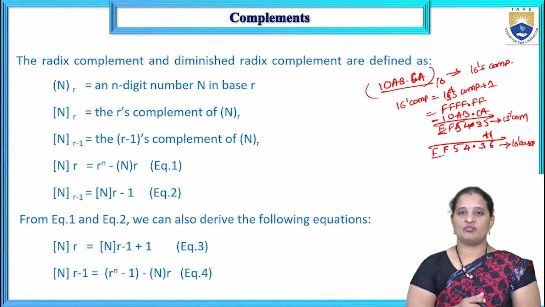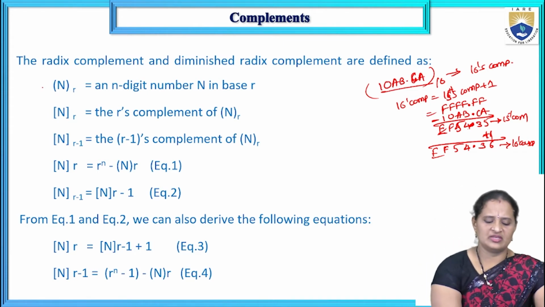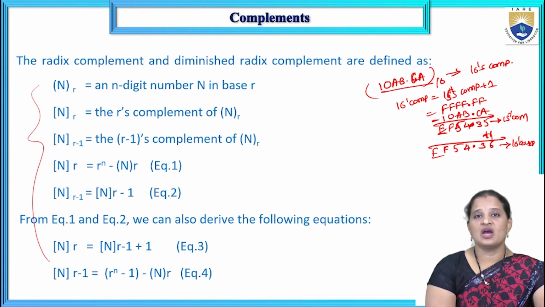R's complement can be obtained simply by adding 1 to the R minus 1's complement. This is the mathematical representation of R's complement and R minus 1's complement.